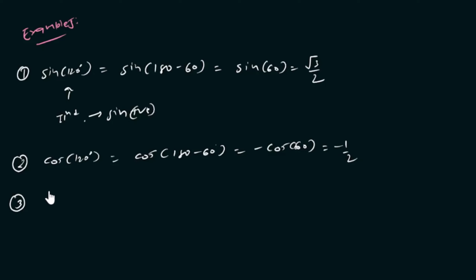Now let us have one tan value here. Consider tan 150. You can write it as tan(180 - 30). This is also in the second quadrant, where tan is negative, so it will be -tan 30. The value of this function will be -1/√3.